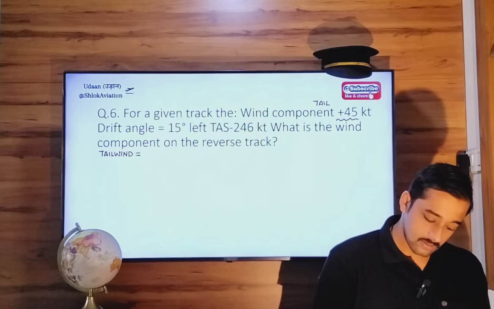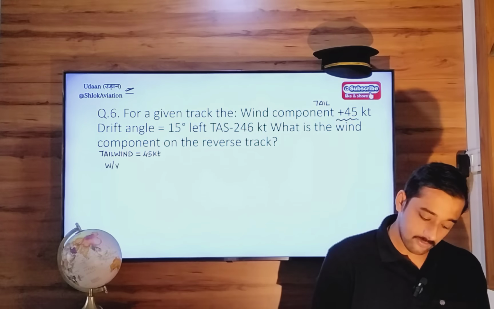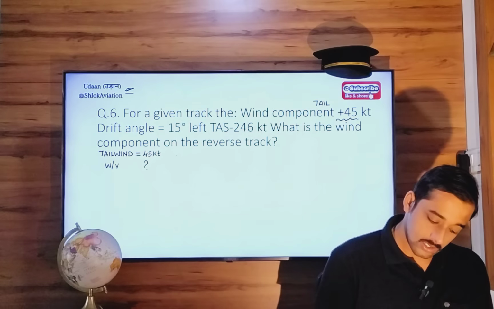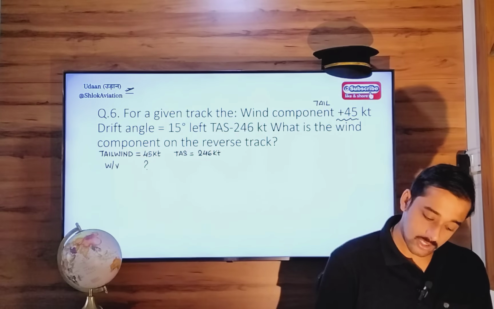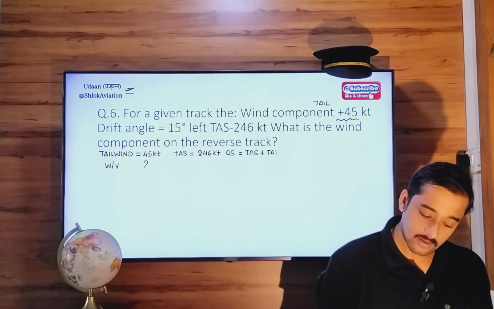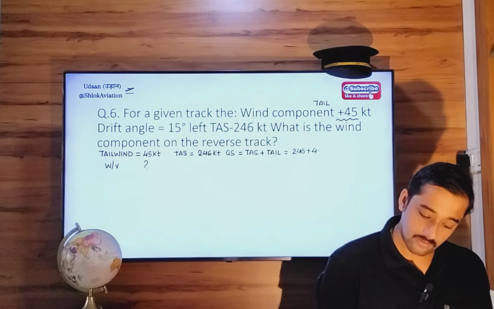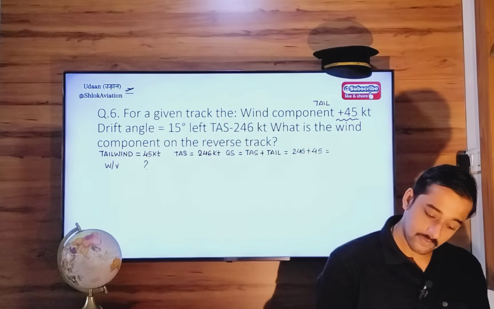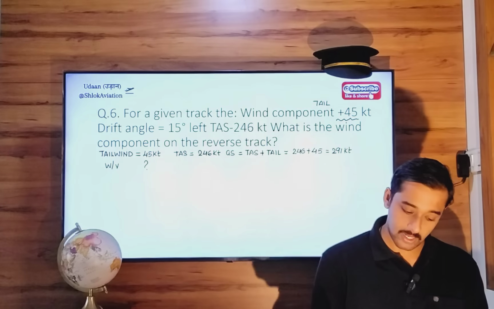Okay. We will find wind velocity using CX3. Tailwind is 45 knots. True airspeed is 246 knots. So your ground speed will be equal to true airspeed plus tailwind, that is 246 plus 45, 291 knots. Okay, that is your ground speed.